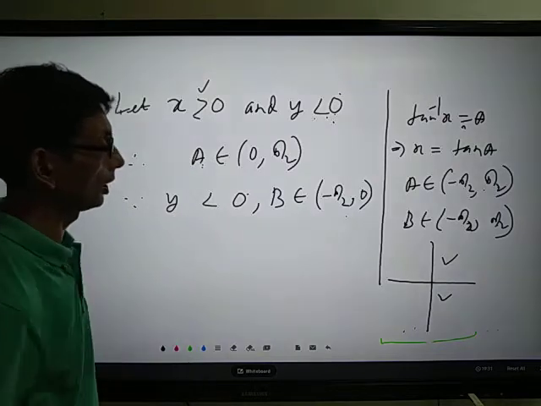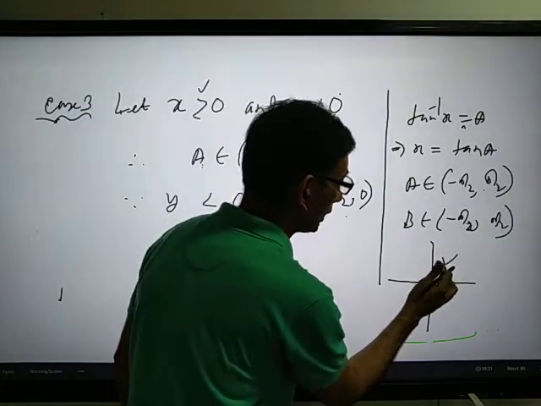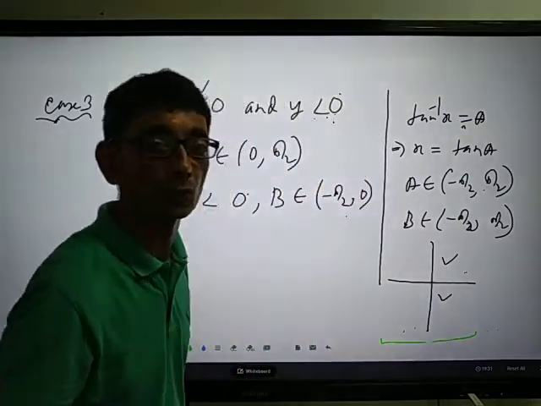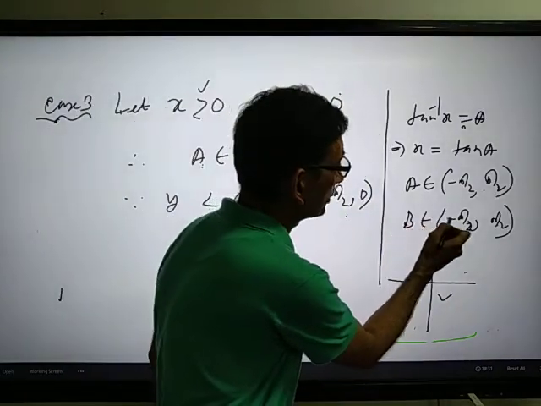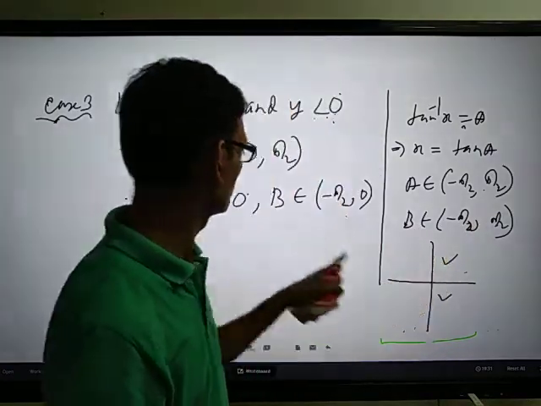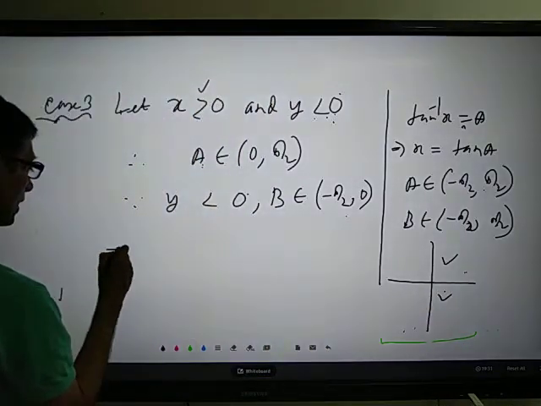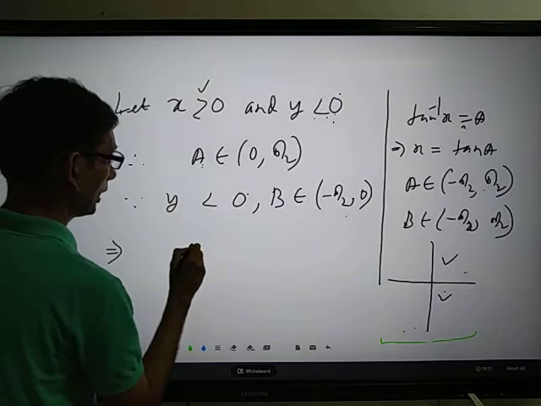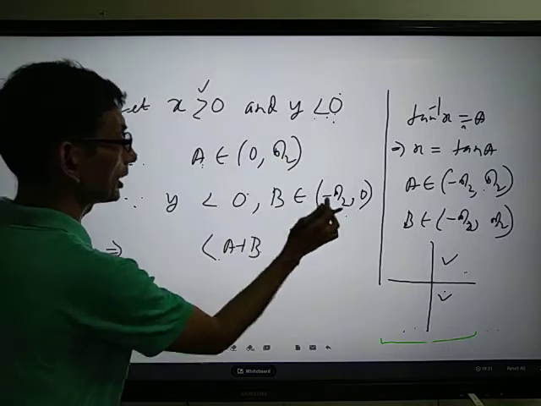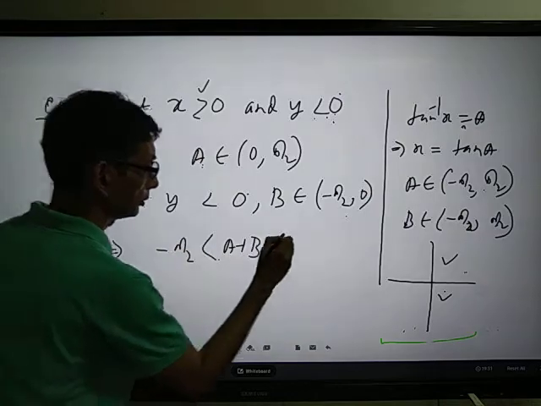Similarly, we have taken y less than 0. If y is less than 0, the b value cannot lie in the first quadrant, so there is only one chance: it will lie in the fourth quadrant, because the b value lies between minus pi by 2 to pi by 2. Now if we add these, a plus b: since a lies between 0 to pi by 2 and b lies between minus pi by 2 to 0, a plus b will lie between minus pi by 2 to pi by 2.